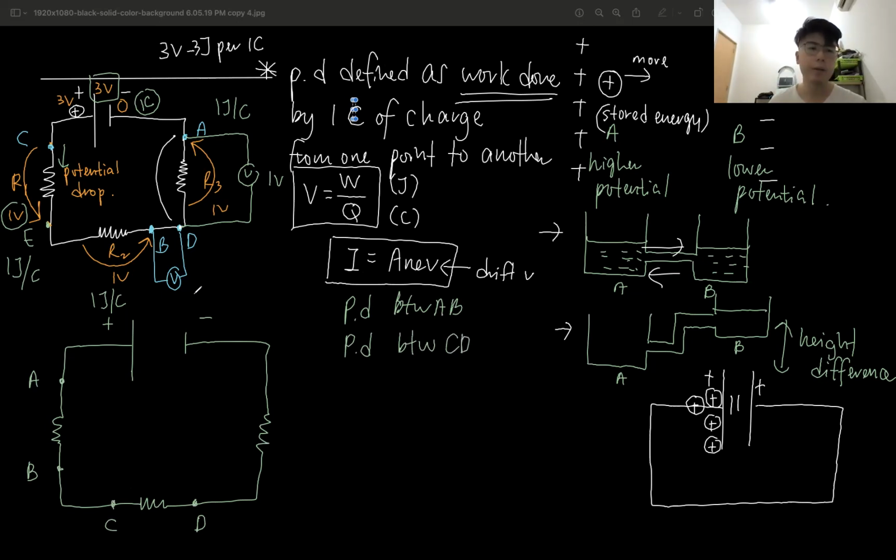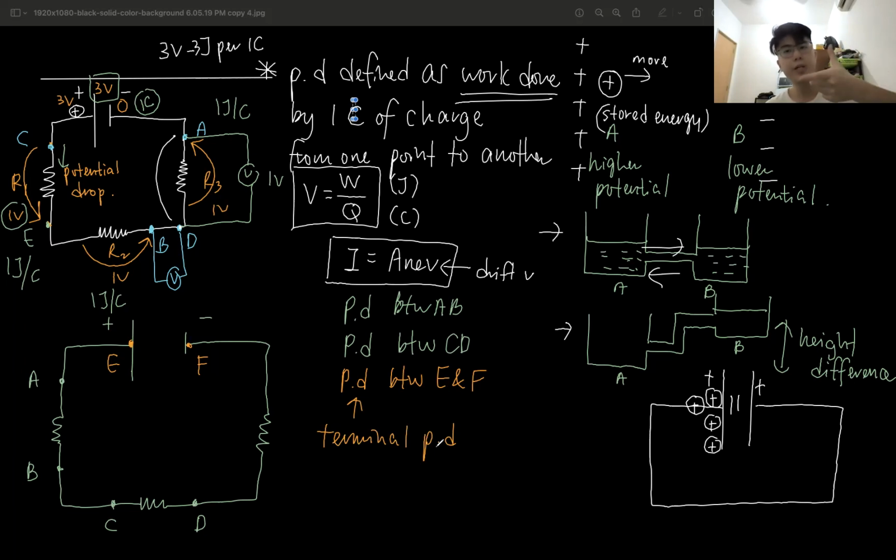What if I take the 2 points at the terminal? One here, E, and one here, F. Then this is, again, the potential difference between E and F. But since E and F are at the terminal, we will call this terminal potential difference. So terminal potential difference is the potential difference between 2 points at the terminal.